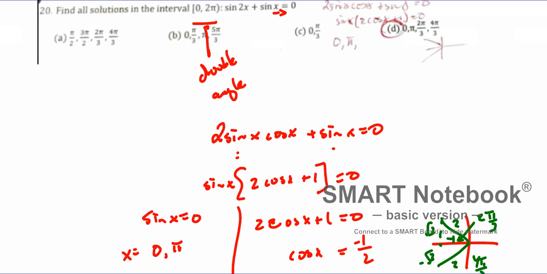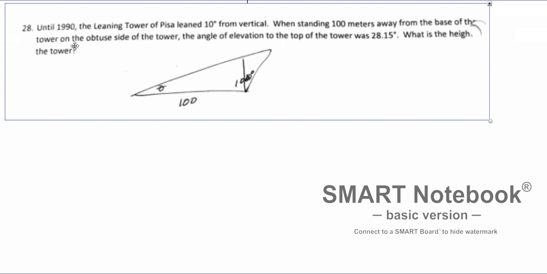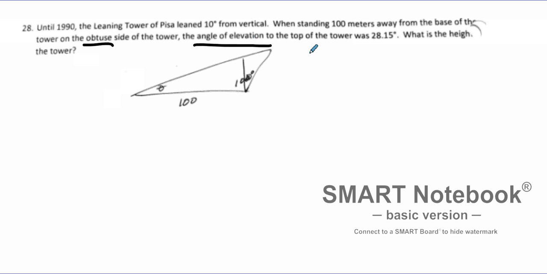Okay, and finally, number 28. Until 1990, the Leaning Tower of Pisa leaned, in terms of from the vertical. When standing away from the base, the tower is obtuse. We had this before in one of our problems. The angle of elevation to the top is 28.5. You see my little drawing here, but if you didn't get this, we have the Leaning Tower of Pisa. It's going vertical, but it is obtuse, so 10 degrees this way.